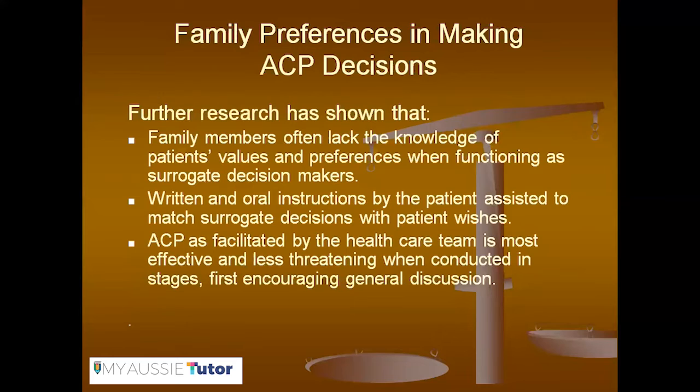So what are the family preferences in making ACP decisions? They often lack the knowledge of patients' values and preferences when functioning as surrogate decision makers. So written and oral instructions by the patient to help match surrogate decisions with the patient's wishes are useful, and ACP as facilitated by the healthcare team is most effective and less threatening when conducted in stages. That is, first of all, a general discussion must happen, then they must come to a consensus, and then follow it in stages instead of immediately reading the document and doing it. The instructions should match the decisions the surrogate is making with the patient's wishes, and then open discussion must take place so that ACP is facilitated appropriately.